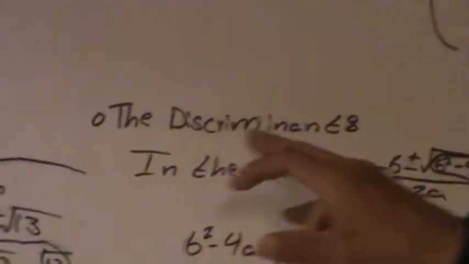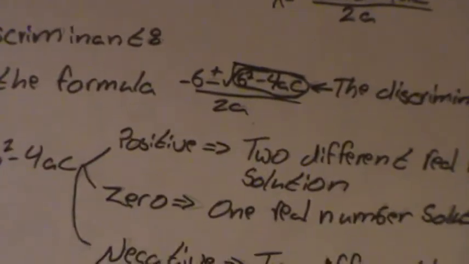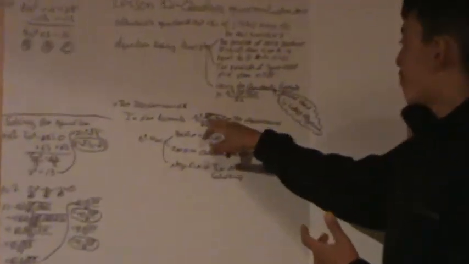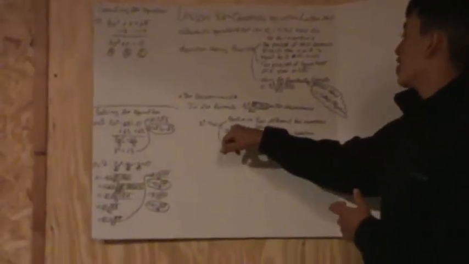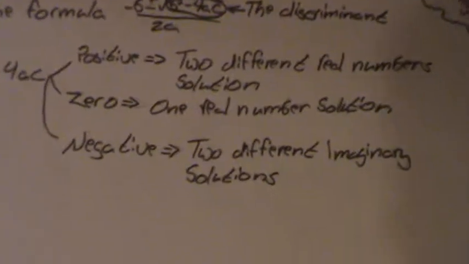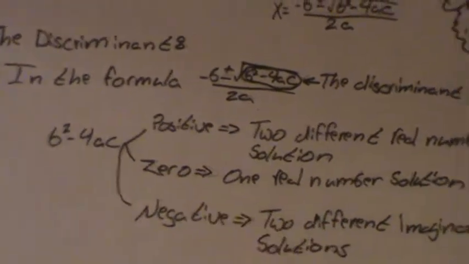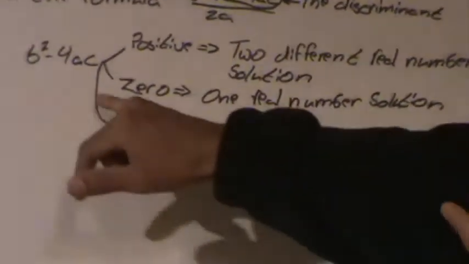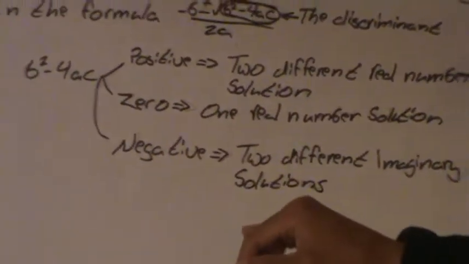And last, I'm going to talk about the discriminant in lesson 3.2. In the formula, negative b plus or minus the square root of b squared minus 4ac, divided by 2a, the b squared minus 4ac is the discriminant. When we plug in the numbers and get a number, that's the discriminant. When it's positive, there will be two different real number solutions. When it equals 0, there's only one solution. And when we get a negative, that means there are two different imaginary number solutions.